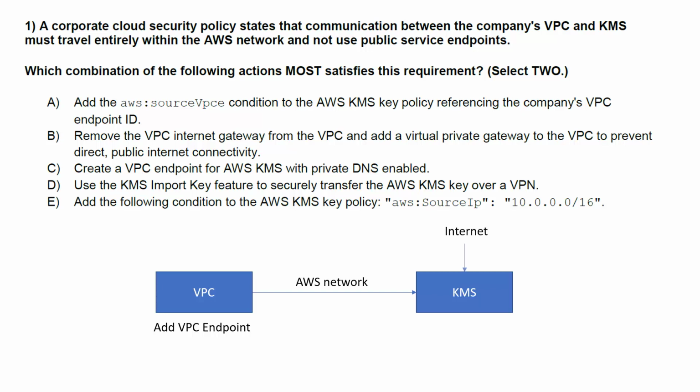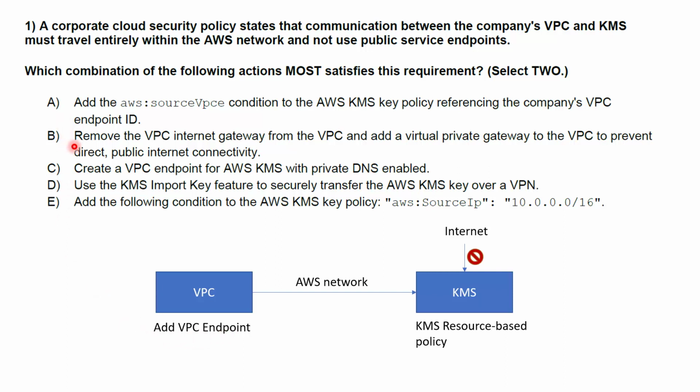But KMS is also accessible from the internet. So to prevent internet requests, we need to include a resource-based policy in the KMS key. The question is asking you to select two choices to satisfy this requirement. Choice A talks about adding a source VPC endpoint check to the key policy. Now, this is a valid option as we need to limit access to the key only using a specific VPC endpoint. So A is a possible answer.